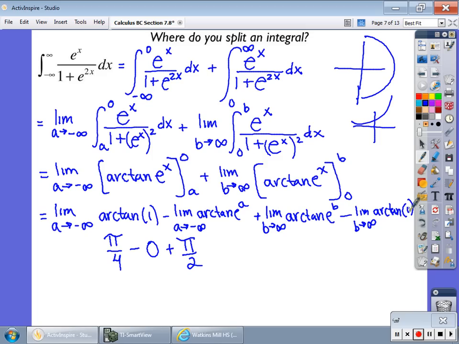And then over here, arctangent of 1, the angle whose tangent is 1, is again pi over 4. So pi over 4 minus pi over 4, gone. Minus 0 is nothing. This converges to pi over 2.